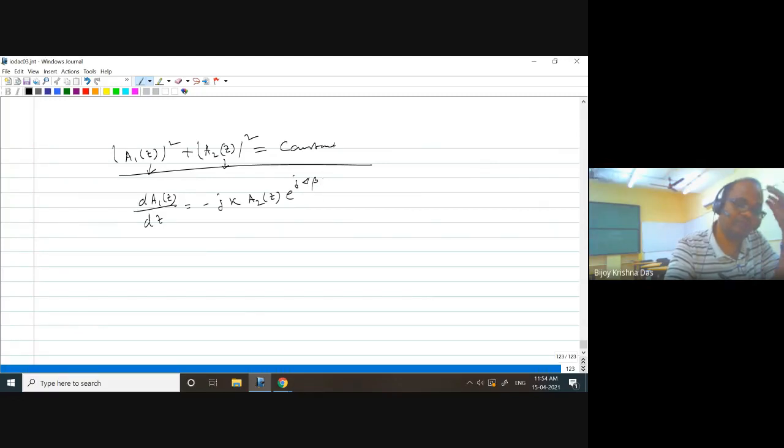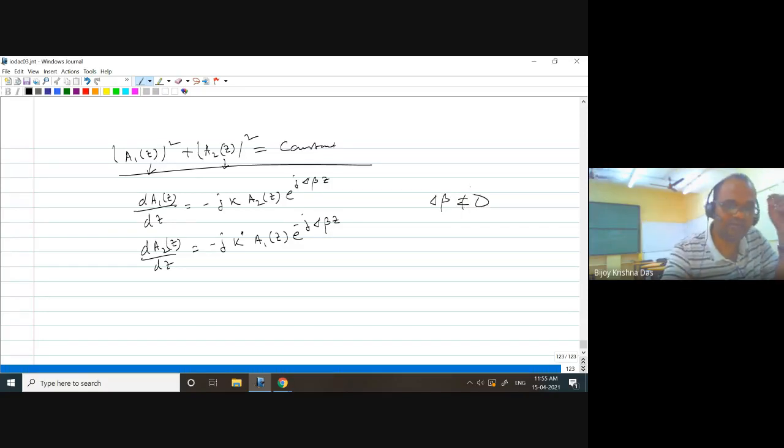Even delta beta not equal to 0, you are considering. You can consider. And dA2z by dz equal to minus j kappa star A1z e to the power minus j delta beta z. This is a coupled equation for co-propagating case, right? So delta beta we consider not equal to 0 in general. Something is there. Little bit tends to 0, maybe not equal to 0. Kappa star is known to you. So you have these two coupled equations.